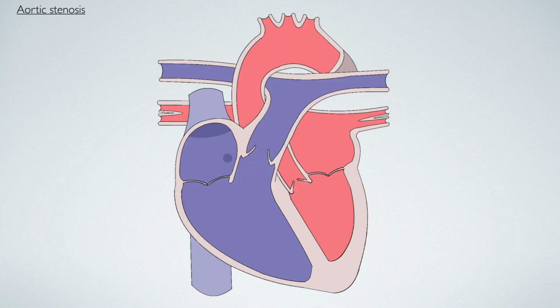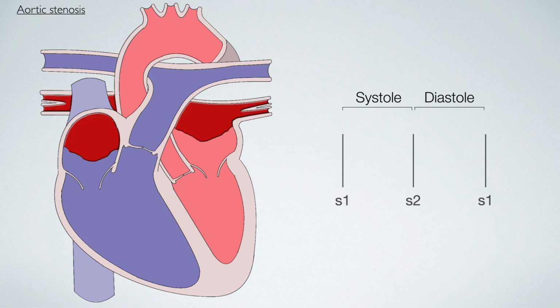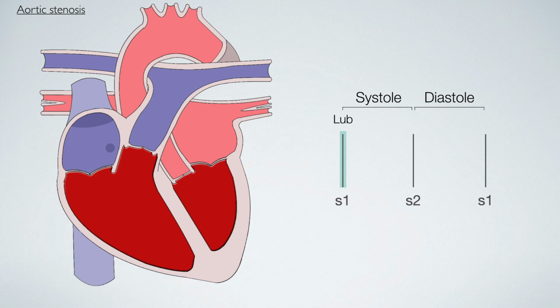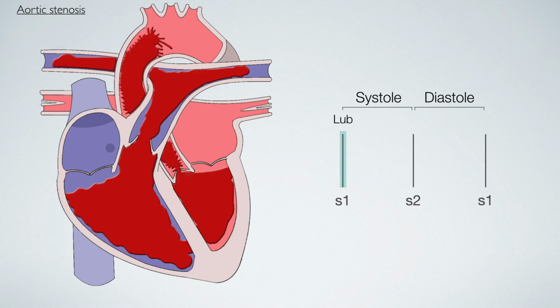This murmur is produced by the abnormal narrowing of the aortic valve. Let's take a closer look now at how this occurs. Blood flows from the atria into the ventricles, and the first heart sound is produced by closure of the tricuspid and mitral valves. Systole then occurs where the ventricles contract, and this forces blood through the pulmonary and aortic valves.